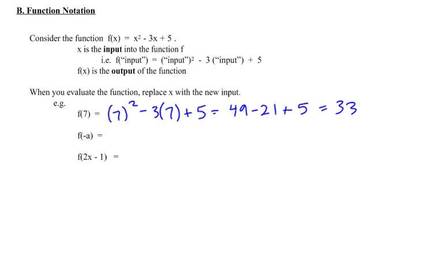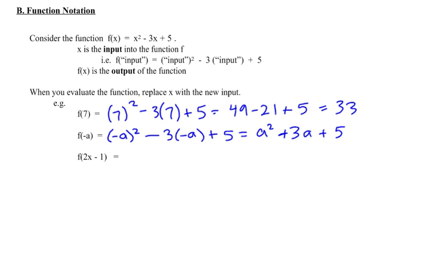F of negative a. So now our input is negative a. So wherever I see x, I'm going to put a negative a. Okay, what happens when you square a negative? Positive. So a squared. And then we're going to have 3 times negative a, minus 3a plus 5. What? Oh, it was a minus 3. Oh, got ahead of myself. Plus 3a. Plus 3a. There we go.